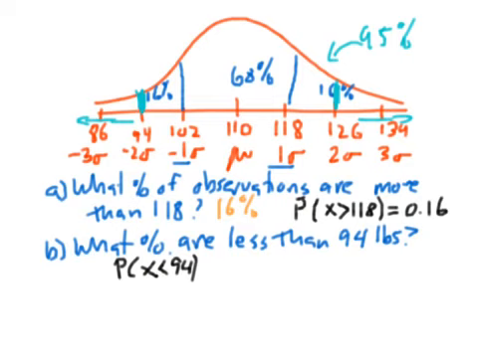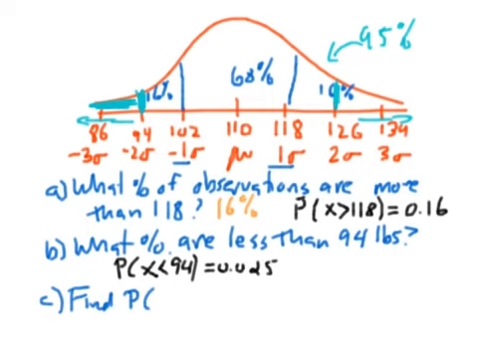So the answer here, what is this area right here? Well, the answer has to be 2.5%, so we get 0.025. And there can be some really tricky problems that I'll let you think about. For example, let's do a crazy one. Let's find the probability that 86 is less than x is less than 110. Let's think about what that might mean.